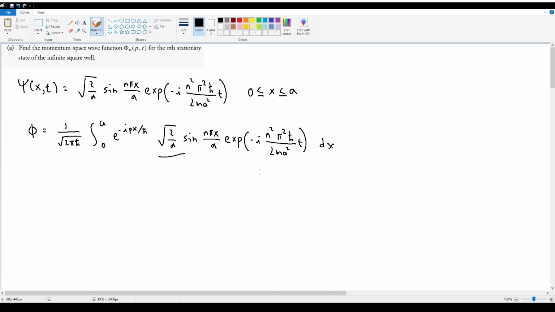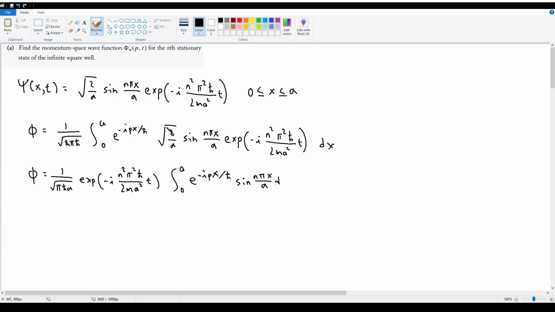This term obviously can move out because it's just a constant. This term has no x dependency, so it can move out. So I'm left with phi is equal to, the 2 cancels out here, 1 over square root of pi h bar a, and then multiplied by the complex exponential, exp negative i n squared pi squared h bar over 2ma squared, multiplied by time. And now our actual integral that we have to solve: integral from 0 to a of e to the negative ipx divided by h bar times sine of n pi x divided by a times dx.